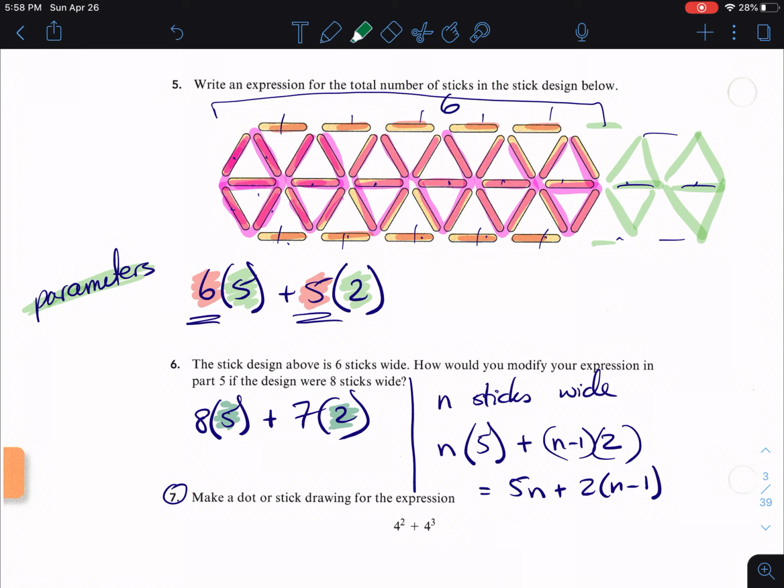Right? Now, the parameters are the 5 and the 2. And then the number of those patterns that we have side by side are the variables, the n and n minus 1 in this case.